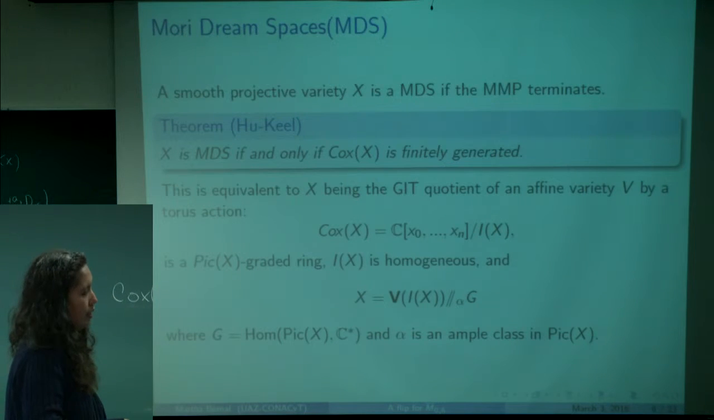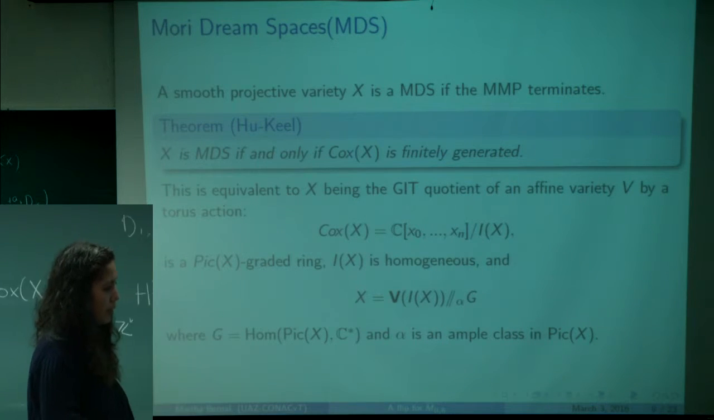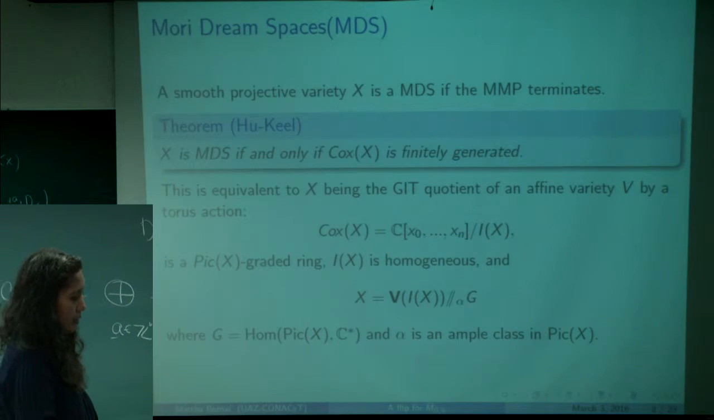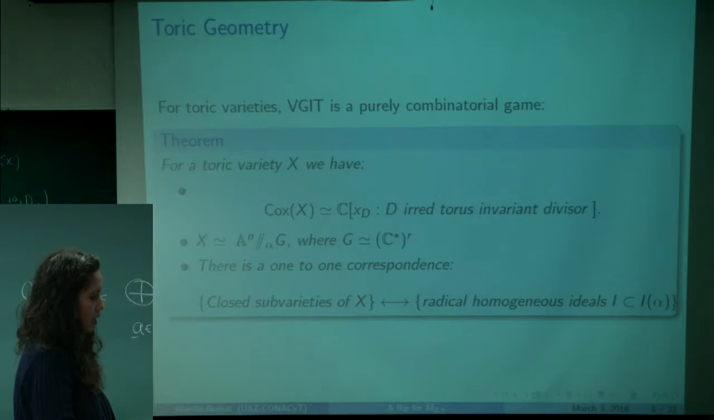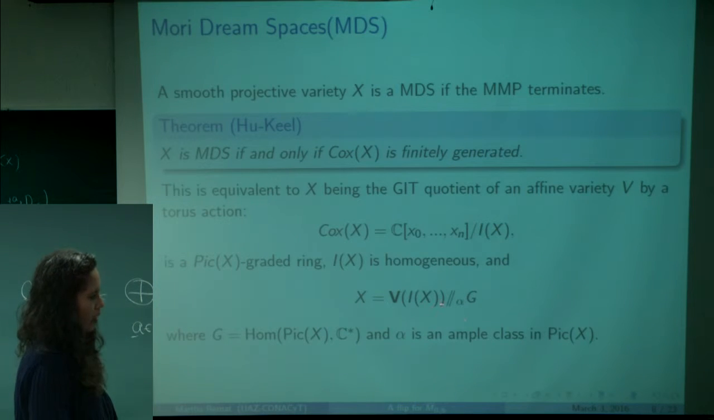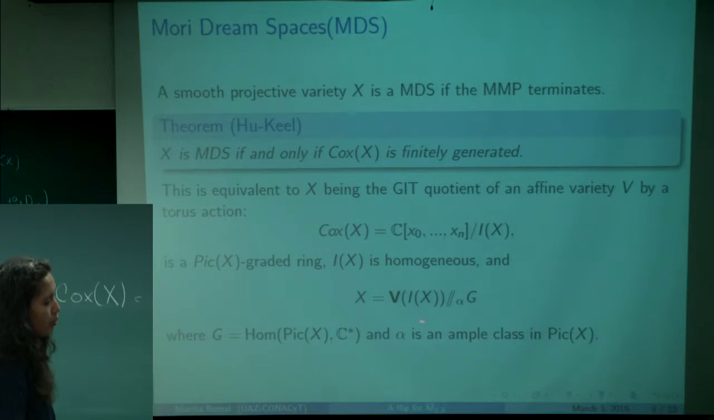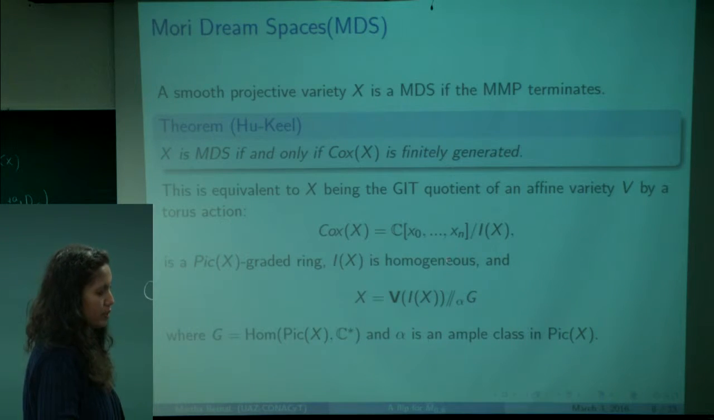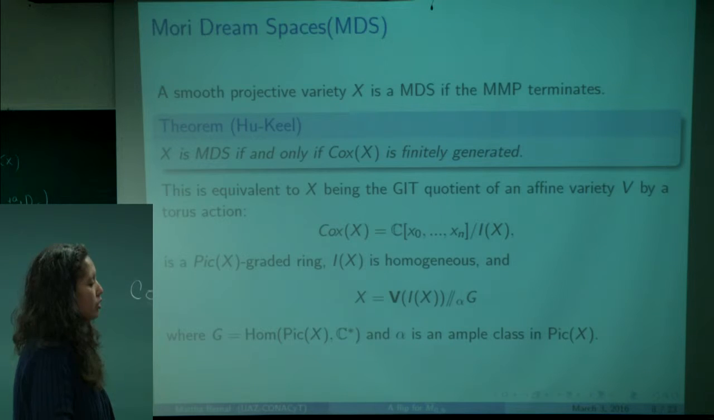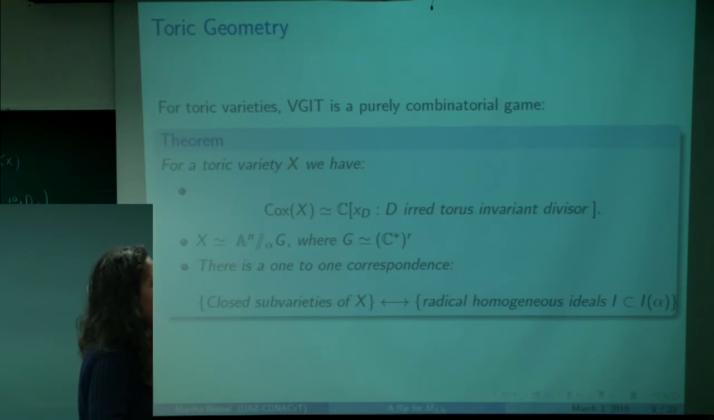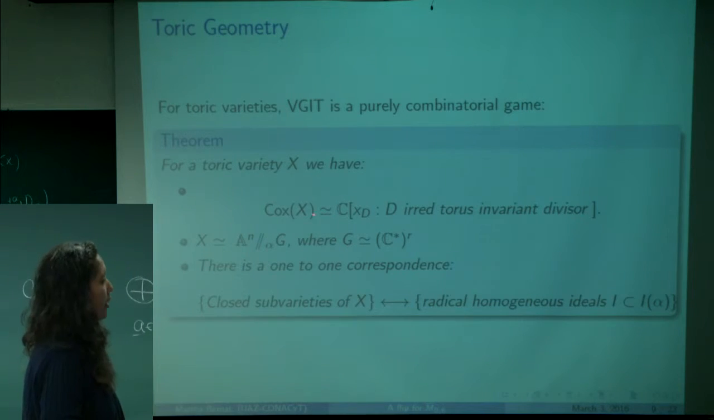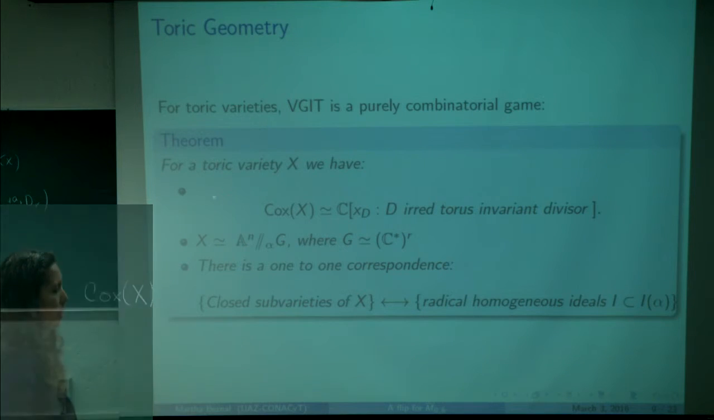And then the minimal model program for a Mori dream space is really just to understand how to do the variation of these GIT quotients here. And variation of GIT quotients here relates to variation of GIT quotient of an affine space. So it's VGIT in the toric variety. And this is a purely combinatorial game.